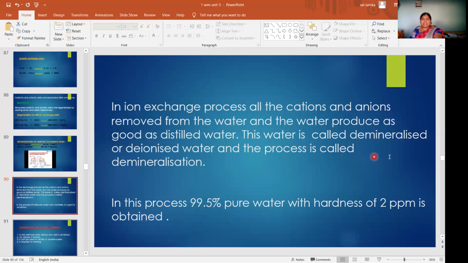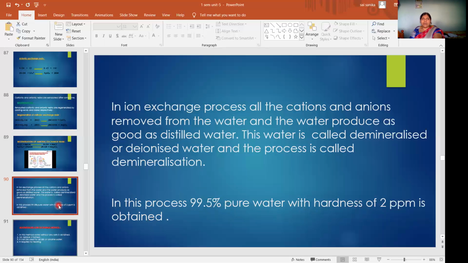That's why this is called demineralized or deionized water. De means removal, there are no ions. And the process is called demineralization. Total minerals are removed, total ions are removed. That's why this process is called demineralization. In this process, 99.5% pure water with hardness of 2 ppm is obtained. So just 2 ppm hardness remains after this process, and the water is 99.5% pure.